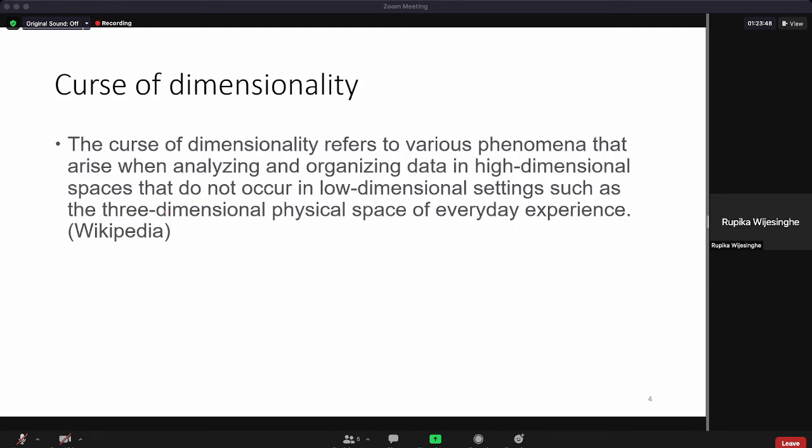This is the curse of dimensionality. It refers to various phenomena that arise when analyzing and organizing data in high-dimensional spaces that do not occur in low-dimensional settings, such as the three-dimensional physical space of everyday experience. Right? This is obtained from Wikipedia. That is why we need to reduce the dimensionality, or we say, reduce the number of features.